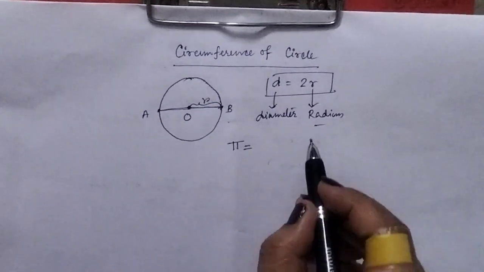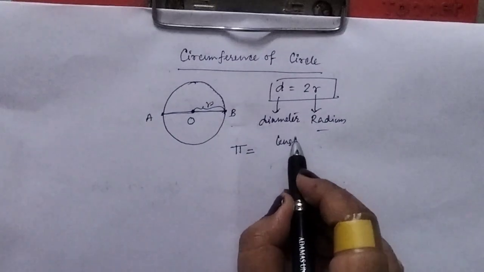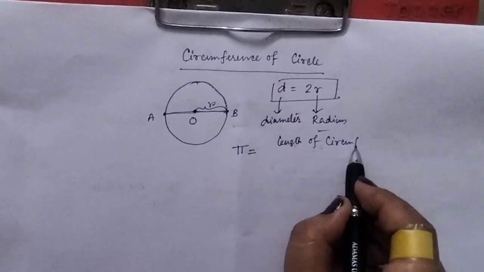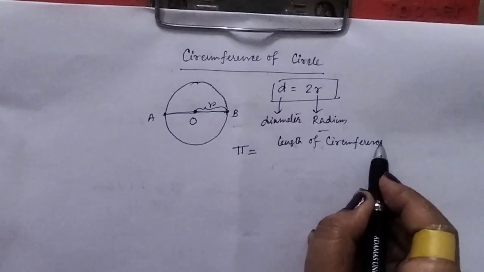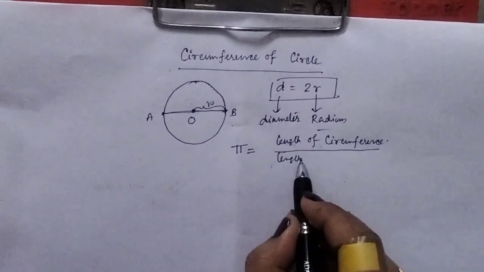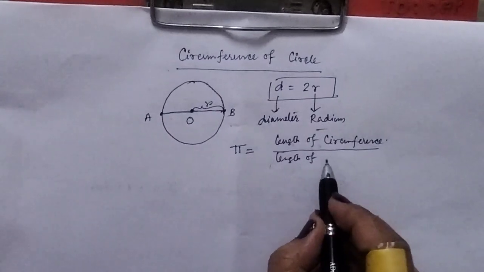So pi is nothing but the ratio of the length of circumference and length of corresponding diameter.